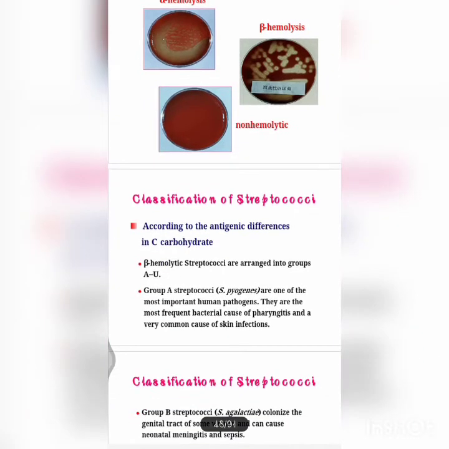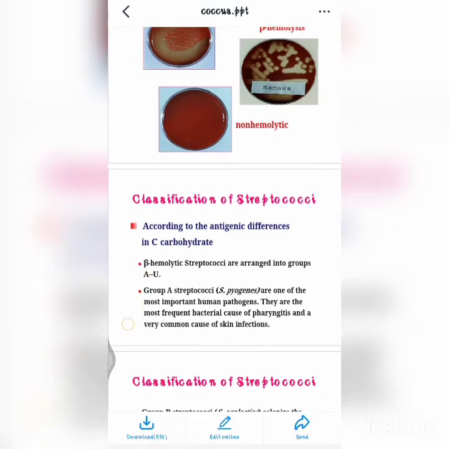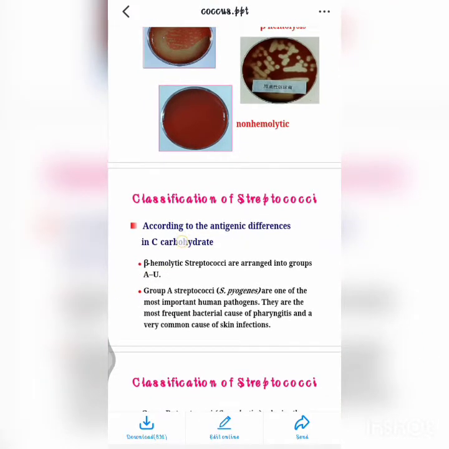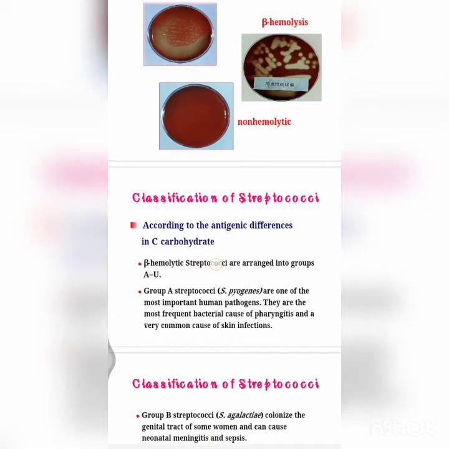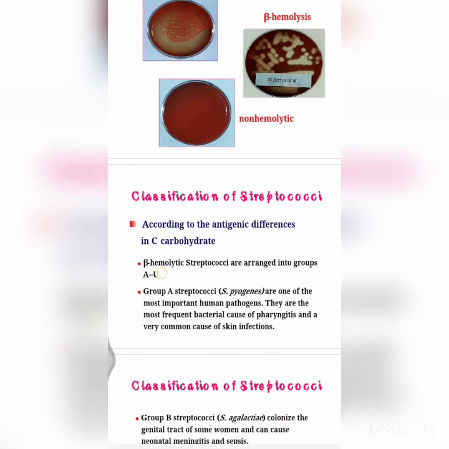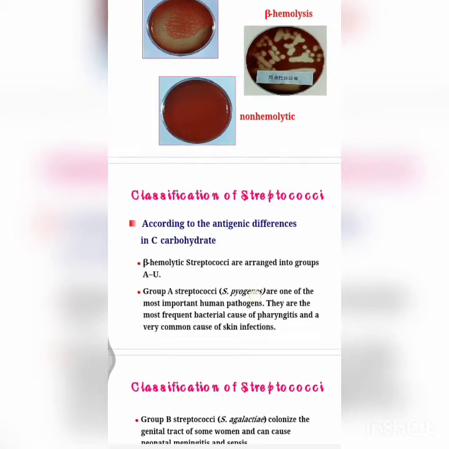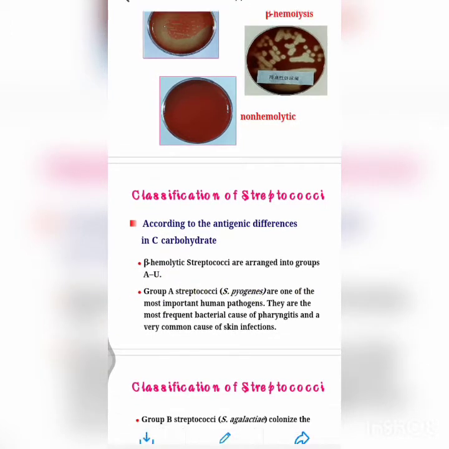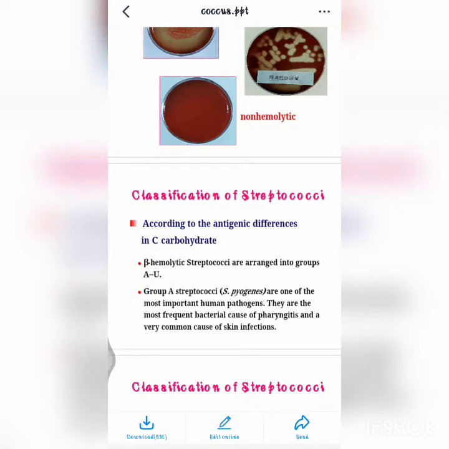So let us see the classification of streptococci. According to antigenic differences in the C carbohydrate, the beta hemolytic streptococci are arranged into groups A to U. So this is important. The group A streptococci, that is pyogenes, are also known as GAS, and are one of the most important human pathogens.